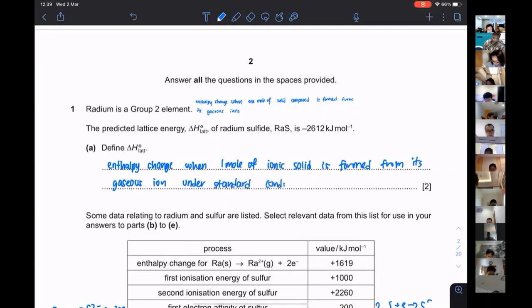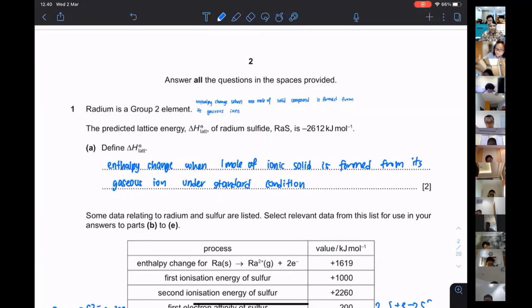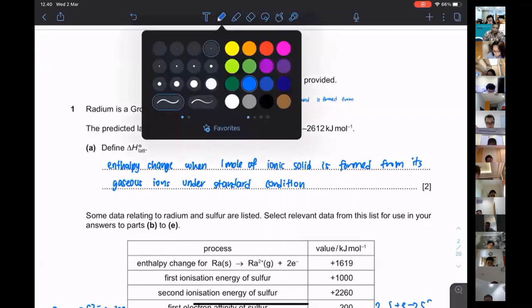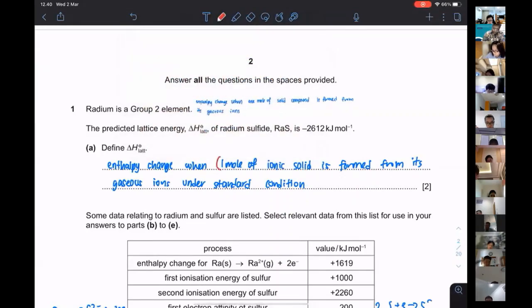So do remember, always include under standard condition. But that standard condition is not going to be the determinant for the marks. The one that is going to give you the marks is the 1 mole of ionic solid, which is 1 mark, and it is formed from its gaseous ions, which is another 1 mark. So that is the 2 marks allocated for you.